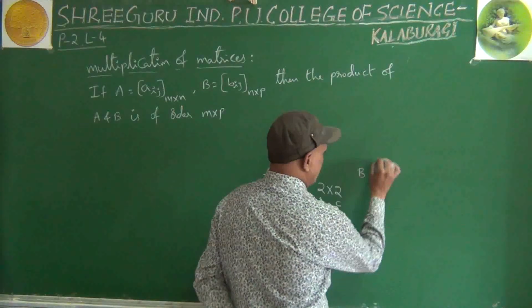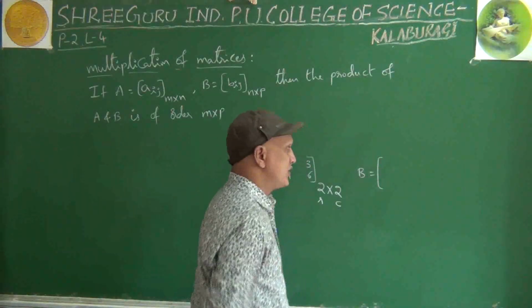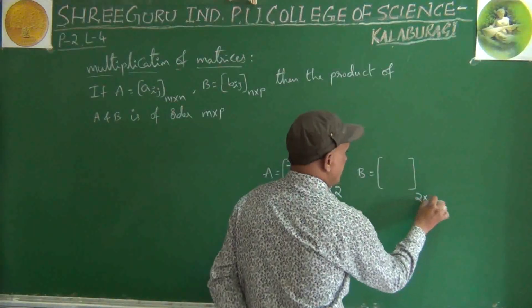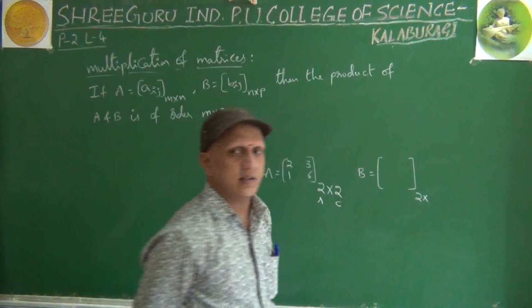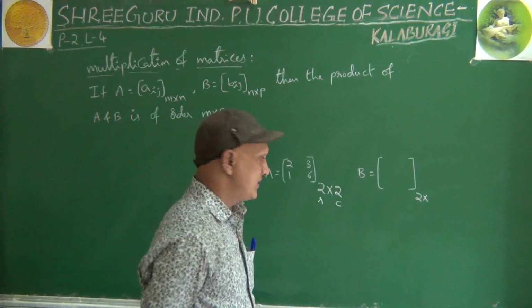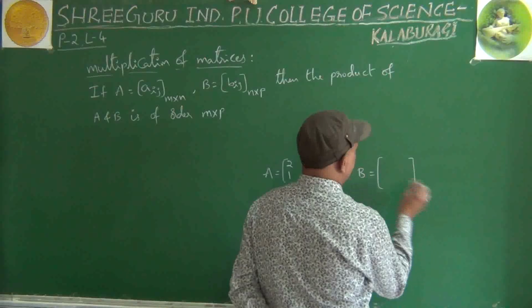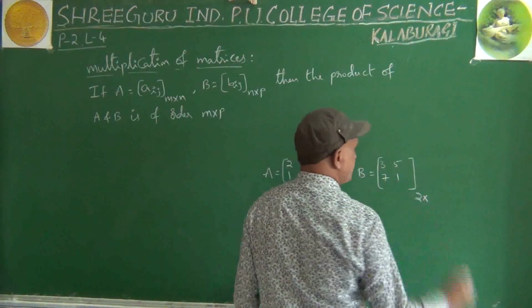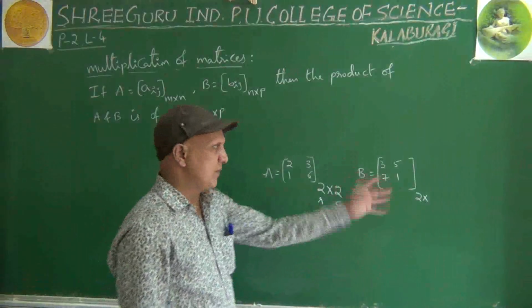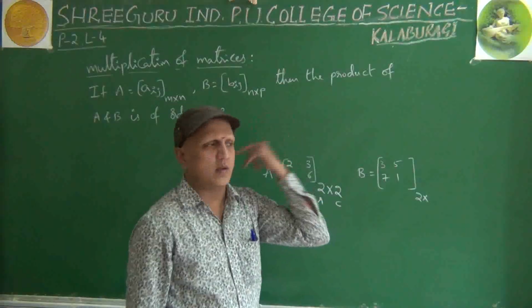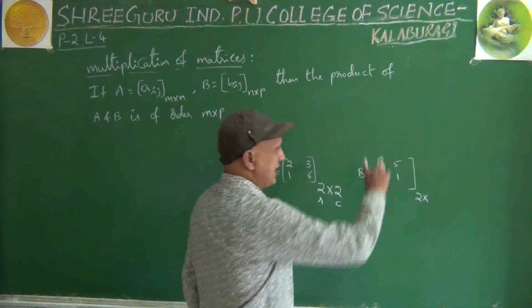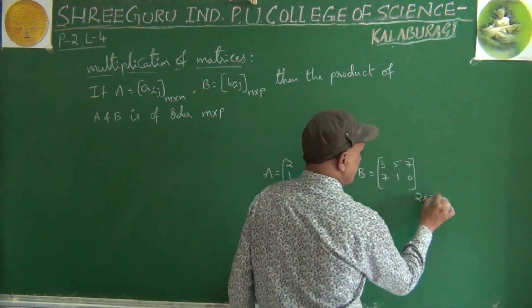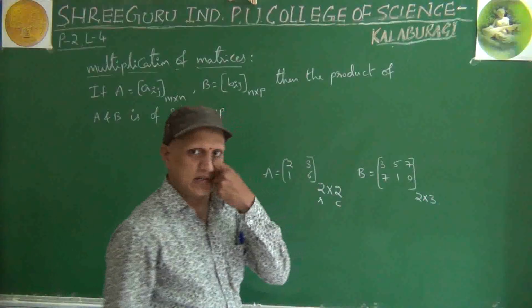Capital B, order should be 2 by something. 2 rows should be there compulsory. 2 rows: 3, 5, 7, 1. Columns maybe 2, maybe 3, maybe 4, maybe 5, maybe 6 columns also. Here I have written only 2 columns. I can write a third column also: 7, 0. Matrix multiplication is possible.